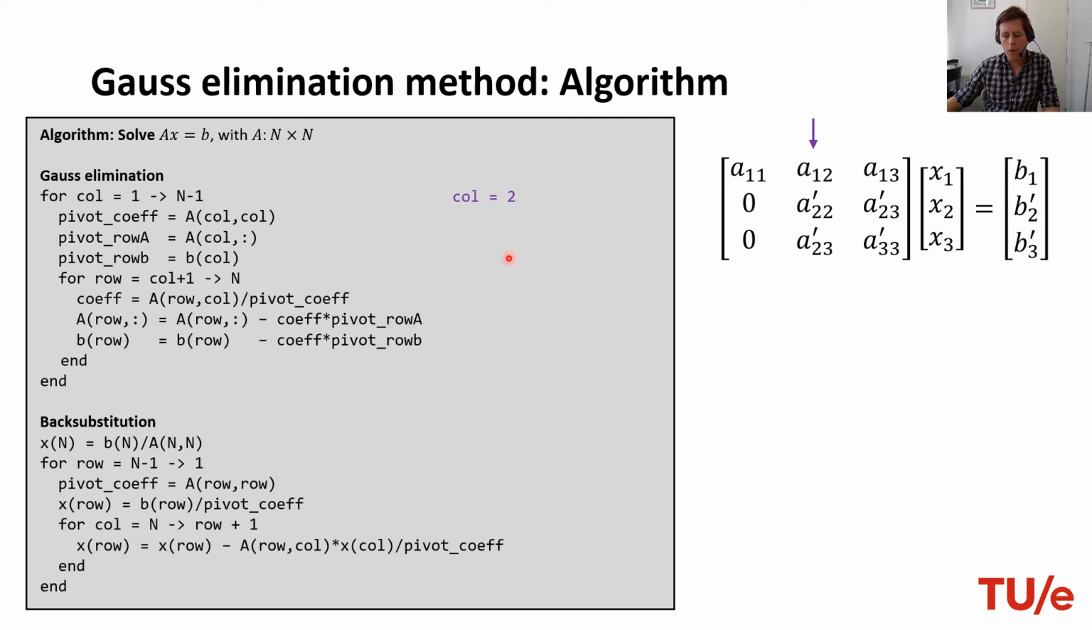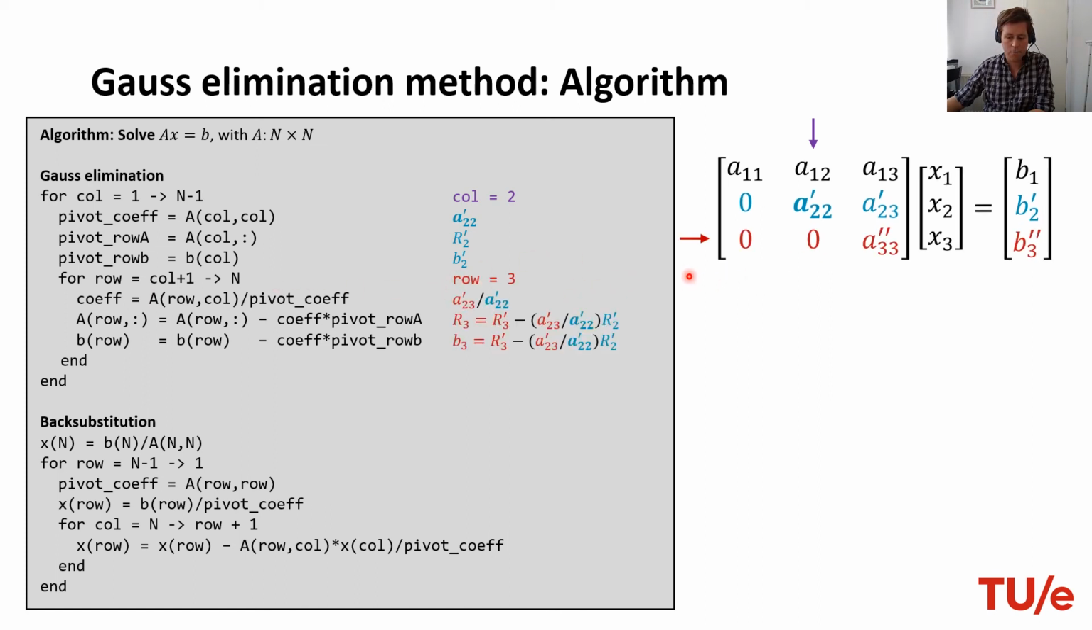So here we go for the second column, and we set the pivot coefficient to this A22 prime. We say the pivot row of A is this second row of A, and the corresponding element in the right-hand side vector is this B2 prime. And again, we want to eliminate this non-zero coefficient from the matrix below the diagonal element in the second column. So this is in row equal to column plus 1. So this is row 3.